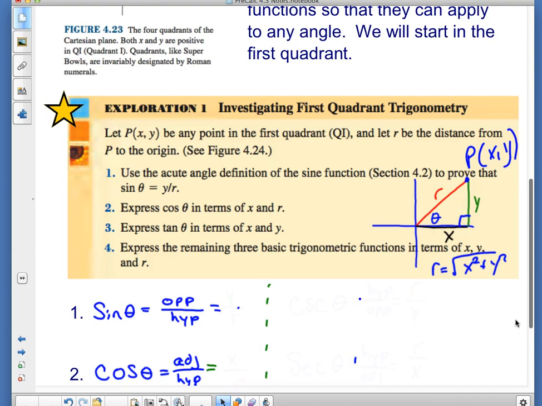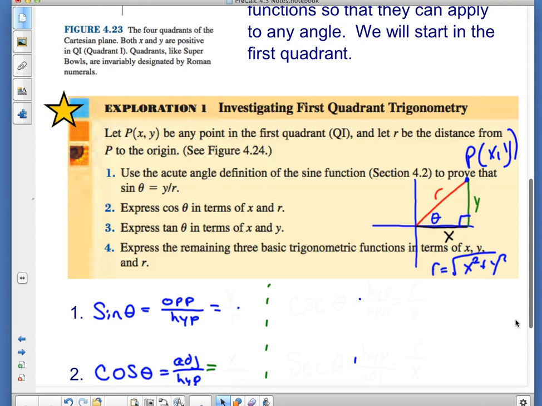And then they talk about the fact that r is the distance from P to the origin. That's where I got r. All right, are you okay with the orientation of the reference triangle we're going to use? Okay, x being the x value, y being the y value, r being the radius of the circle that we've seen, but it is my hypotenuse.